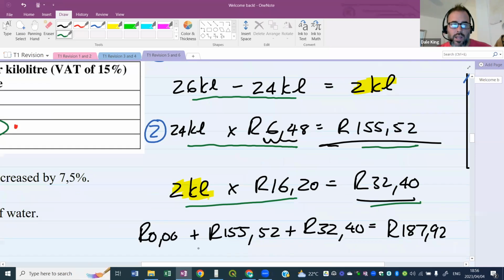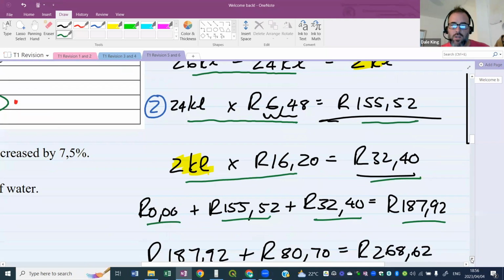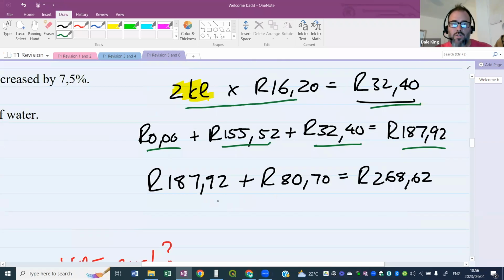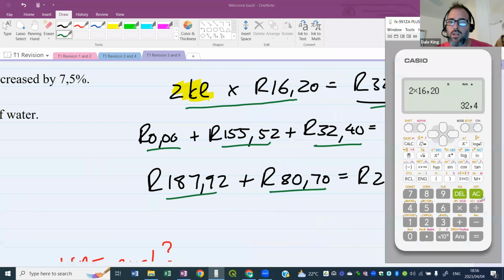I'm adding up all my rands, the 0 for the 6 kiloliters, second bracket, third bracket. Gives me a total of 187.92. And now Sonia says, you're not done. You've got to add on your fixed fee. So 187.92 plus 80. I'll check that calculation. So 187.92 plus 80 rand 70.